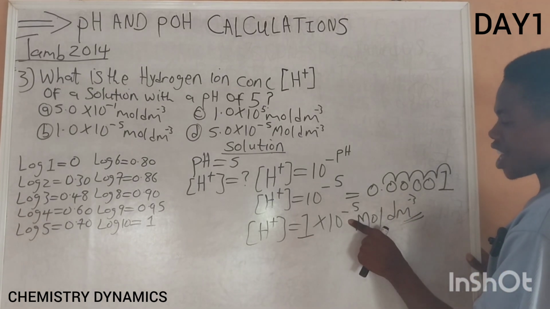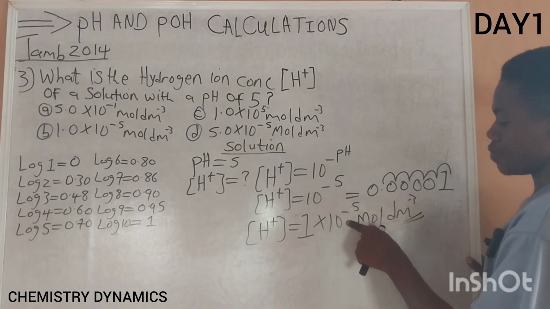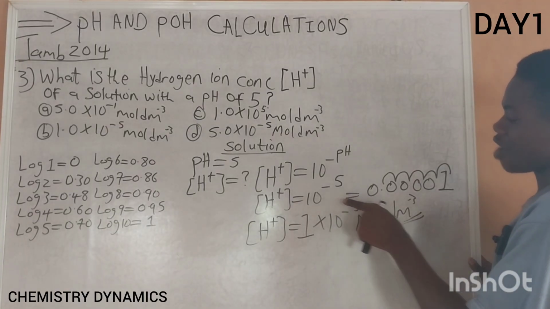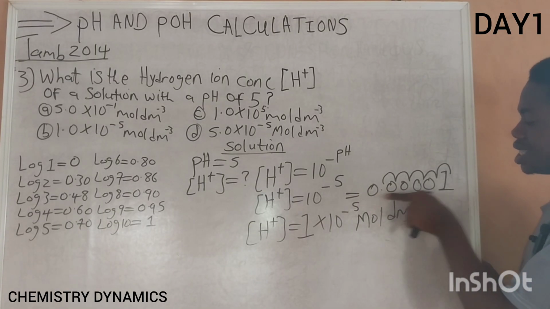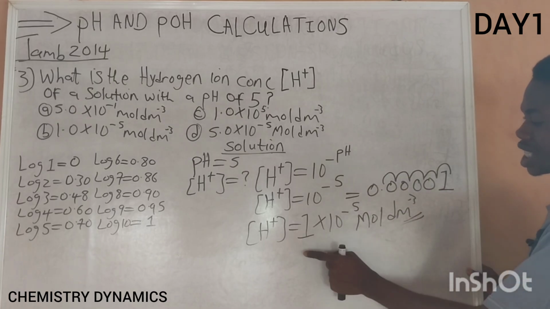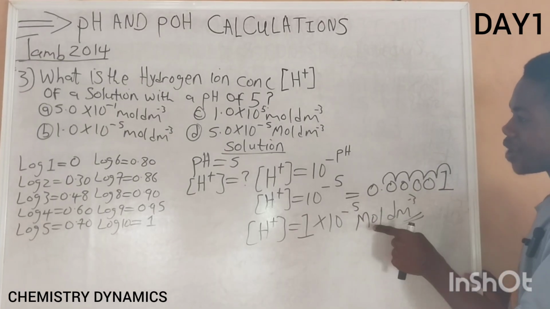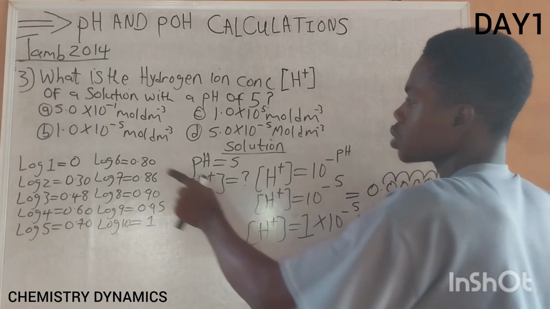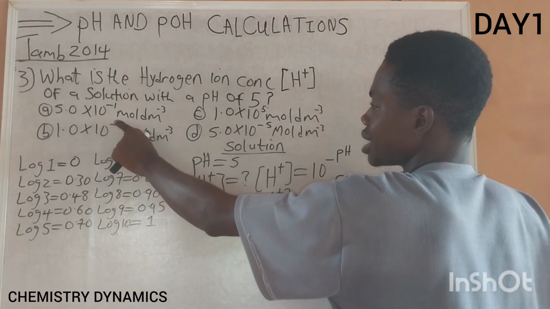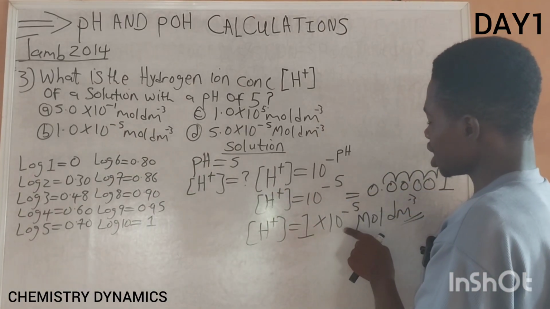Our hydrogen ion for this particular question is 1 times 10 raised to minus 5. Take note that 1 times 10 raised to minus 5 is the same thing as 10 raised to minus 5 if you do it in decimal form. Now coming back to option A, we have 5.0 times 10 raised to minus 1, and we got 1 times 10 raised to minus 5.